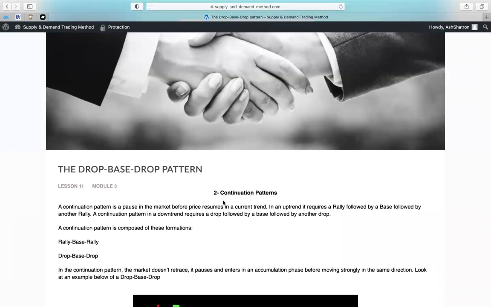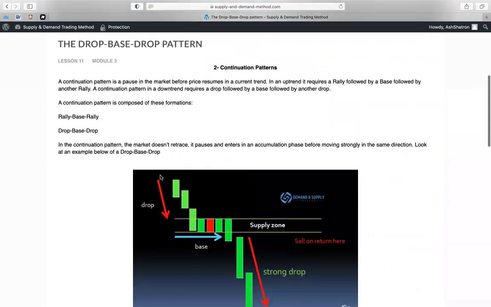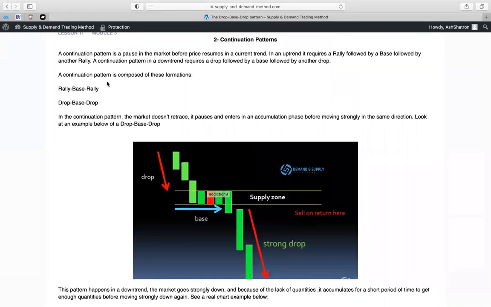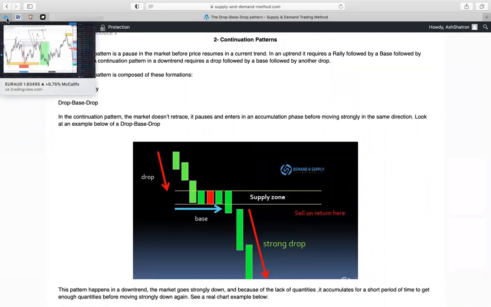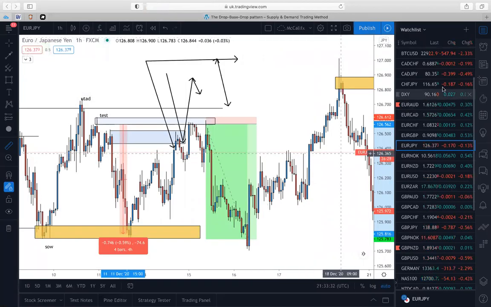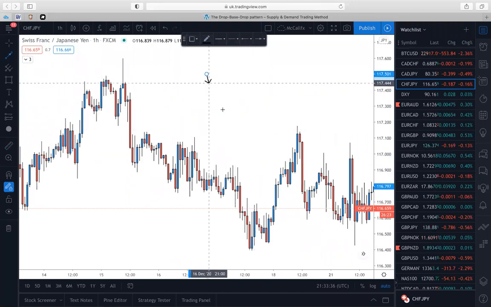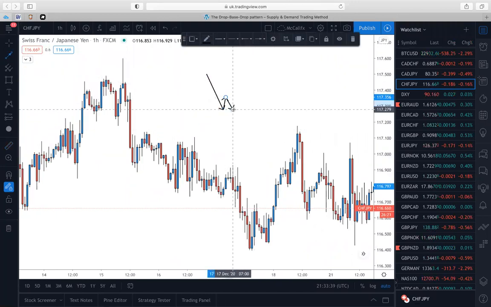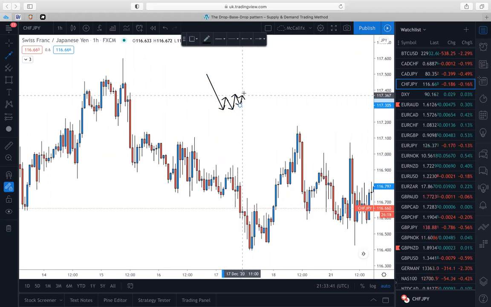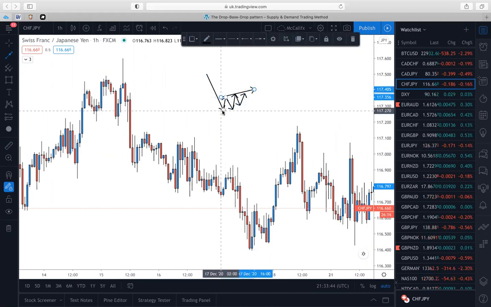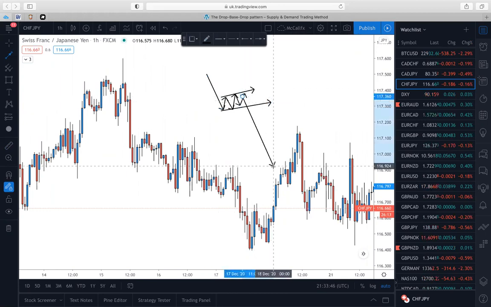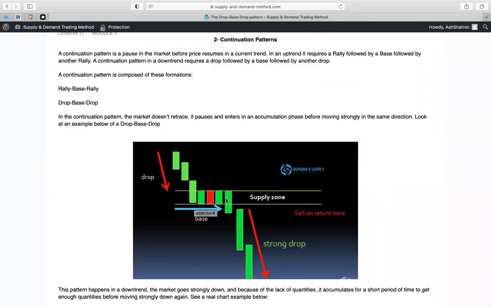All right, so this is a drop base drop. If I was trading with price action, I'd call this drop base drop a continuation pattern, meaning price is going down. You see some correction, and then what we usually do is draw a zone around this, and then price goes down. So this base is going to be our supply base for a drop base drop.